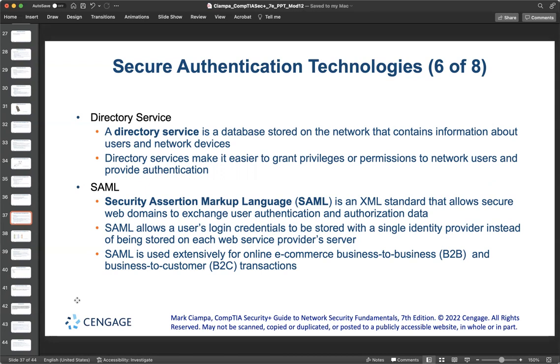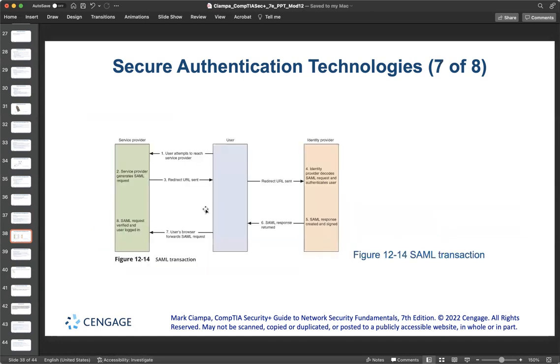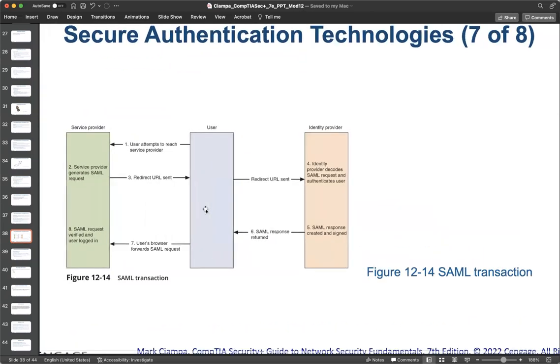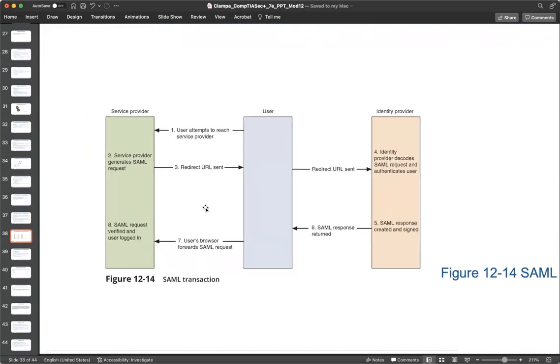So a lot of companies nowadays, when they open up an API to another company, they use SAML and Active Directory together in order to manage the access. And these are going to be discussed in more detail very soon, right? So let's just quickly look at the SAML transaction.